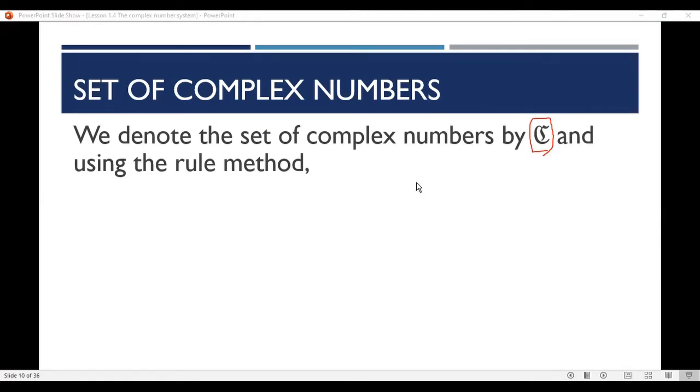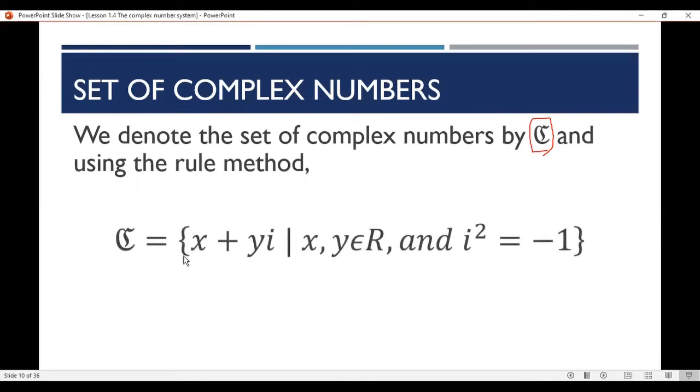So, using the rule method, by definition of the set of complex numbers, let's just make it the letter C. The letter C is equal to the set of all x plus yi such that x comma y is an element of real numbers. The x and y are elements of the real numbers, and i squared is equal to negative 1. When we say real number, the pure imaginary is not included, because y is the only one we put a number in. It only becomes pure imaginary when y and i are together, but y is not 0 for it to be pure imaginary.